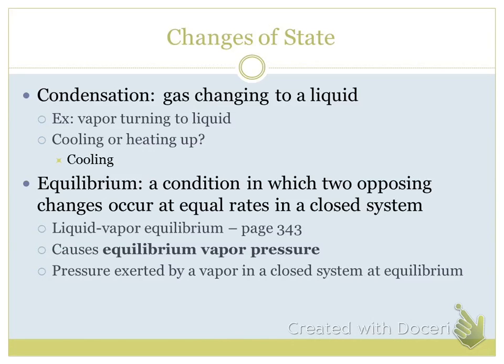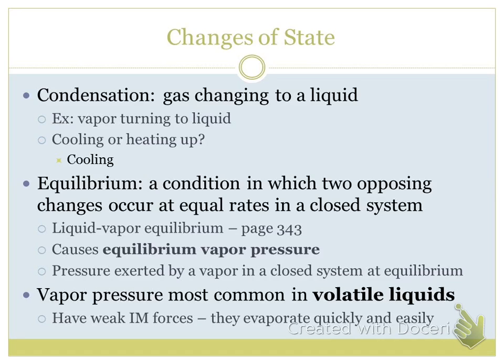Yeah, it means violent. That's a good one. Volatile liquids mean they're unstable, right? They're crazy. Okay, they're the outliers. So volatile means pretty unstable. And volatile liquids are ones that have weak intermolecular forces, and they're going to evaporate really quickly.